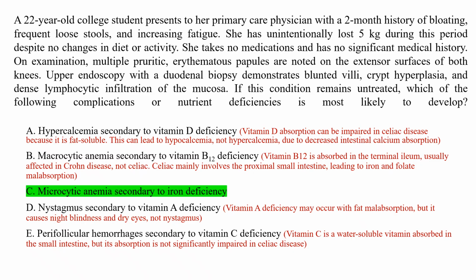And option E is incorrect because vitamin C is a water-soluble vitamin absorbed in the small intestine, but its absorption is not significantly impaired in celiac disease. Deficiency of vitamin C presents with petechiae, gum bleeding, and perifollicular hemorrhages, but this is not a complication linked to celiac disease.